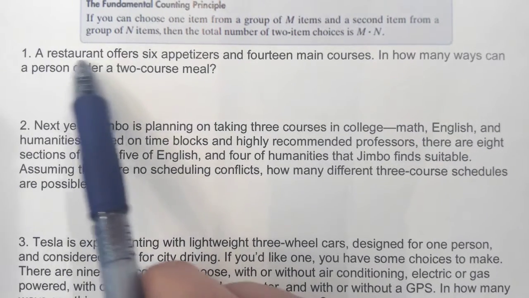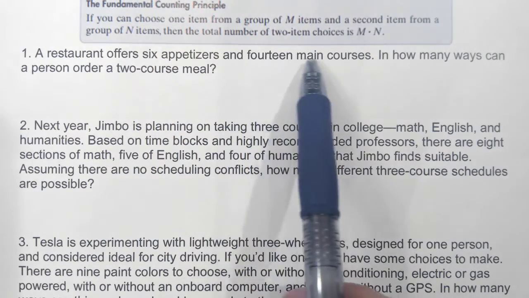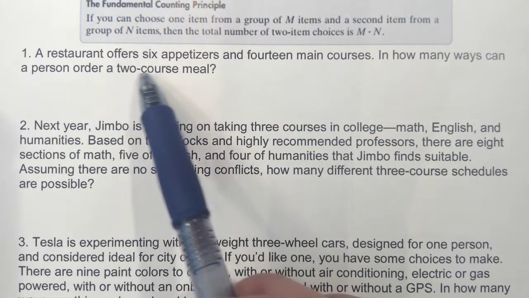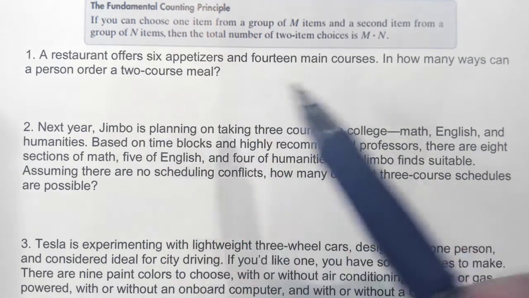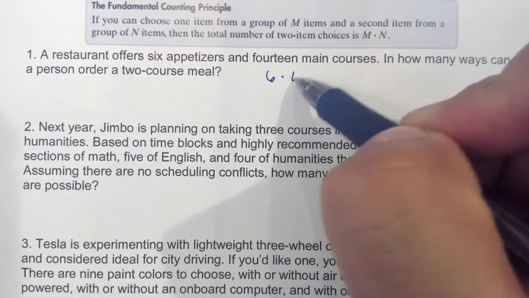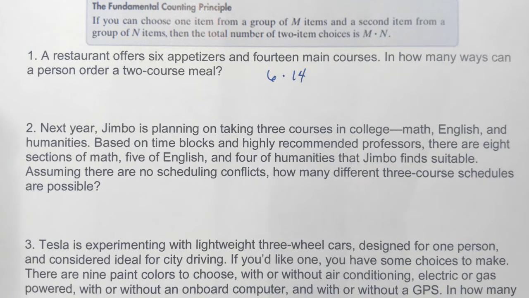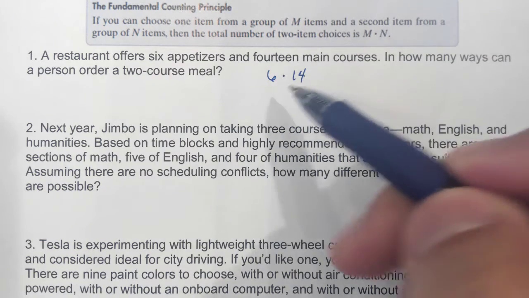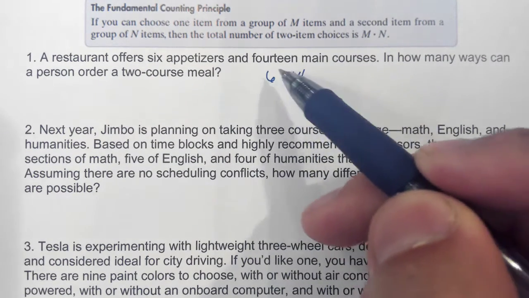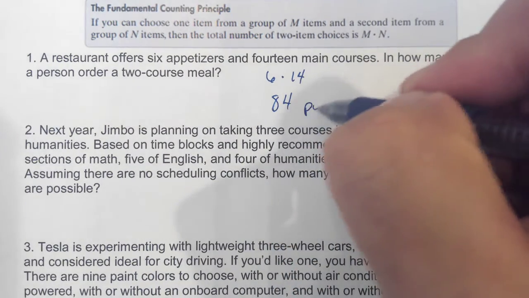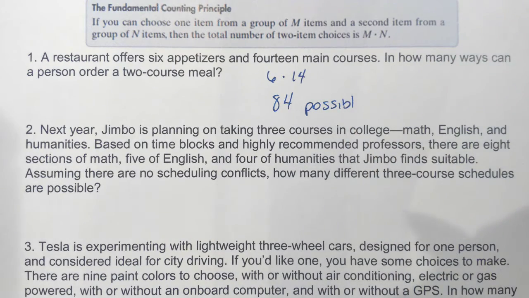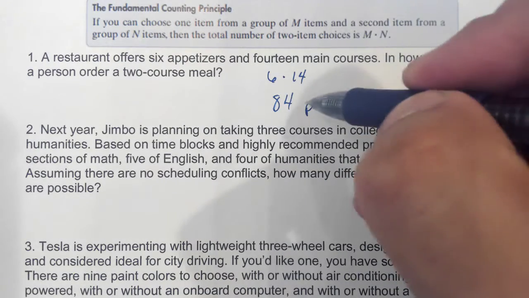So here's the scenario. A restaurant offers 6 appetizers and 14 main courses. How many ways can a person order a 2-course meal? This is interesting. You wouldn't know this if you were just looking at a menu, but now you can think about it next time you go order some food. To figure out how many ways you could order different meals, it would be 6 times 14. There are 84 possibilities. The possibilities are not endless, right? There's an end to the possibilities. There's 84 possibilities.